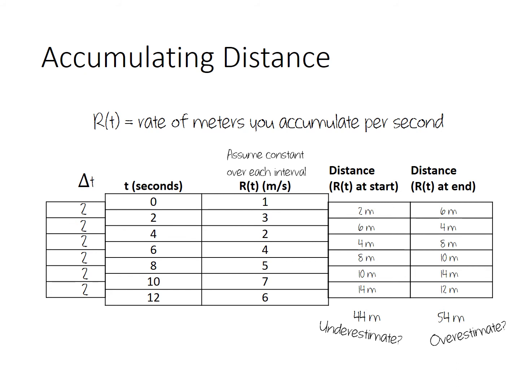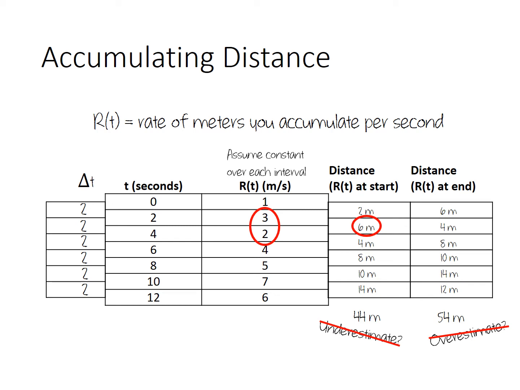However, it isn't necessarily true that using the rate at the start of the interval will give you an underestimate of the distance traveled. For example, if you look at the estimate for the second interval, we assume that we are accumulating distance at a rate of 3 meters per second. However, we might only have been accumulating at a rate of 2 meters per second for most of the interval. So 6 meters is probably an overestimate of the distance that we traveled in that interval. Thus, the 44 meters might not be an underestimate, and 54 might not be an overestimate.